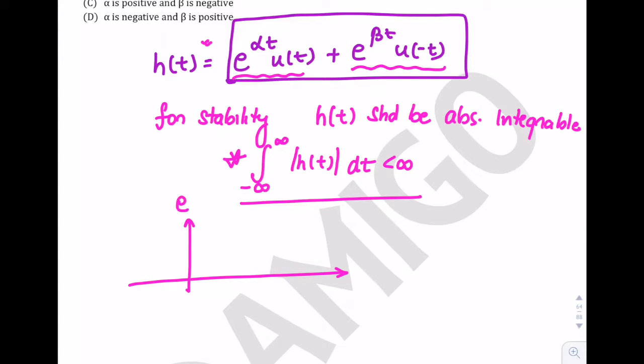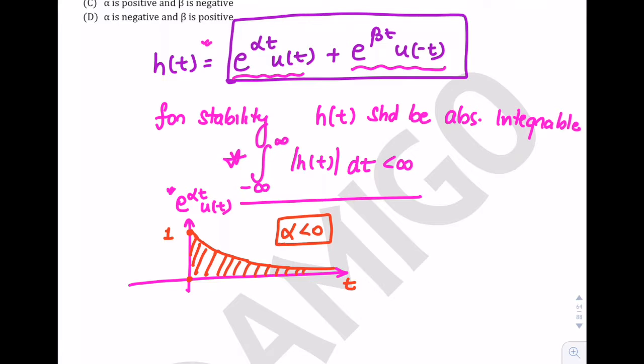So the first part is e to power alpha t u(t). Now for this signal to be absolutely integrable, it should be a decaying signal. At t equal to 0, the value is 1, but as t tends to infinity, the signal should decay, and it should be like this. And for this to happen, alpha should be negative, that is, less than 0. Then only the integration of e to power alpha t u(t) is finite.